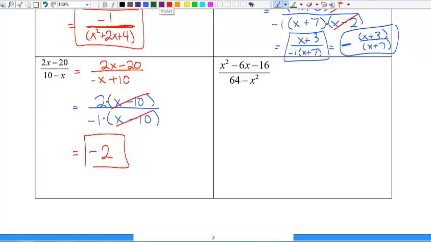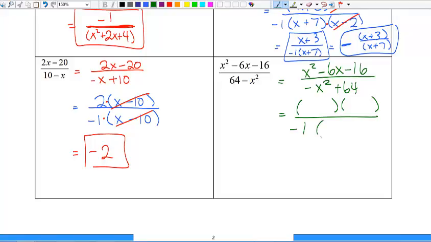And the last one of this section, the denominator is out of order. 64 minus x squared is not in the right order. So I'm going to rearrange that to be negative x squared plus 64. So then I factor the numerator and factor the denominator. It looks like I need to factor out a negative 1 out of the denominator.